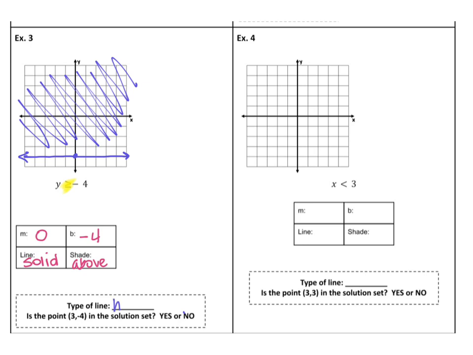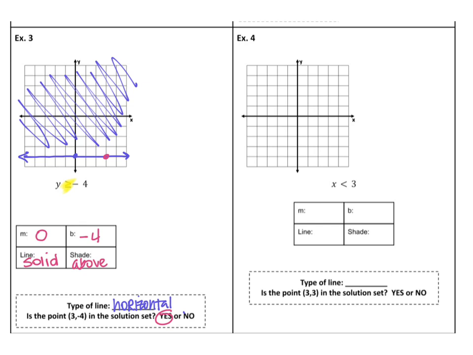So when answering that question at the bottom, it's a horizontal line. And is that point 3, -4 in the solution set? Well, is 3, -4 in the shaded region? It's on the line. Is that line solid? Yeah? Then it's in the solution set. If that line had been dashed, it would not have been in the solution set. But because that line is solid, it's a part of the solution. So that's an important note to make. If it's on the line and the line's solid, that point is included in the solution set. But if it's on the line and it's dashed, it's not included.